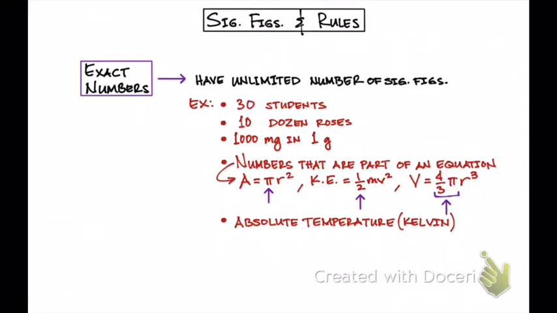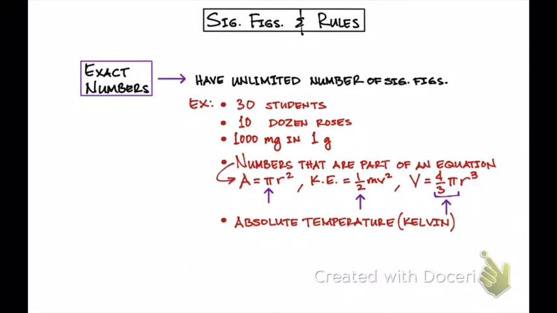Conversion equivalents like 1,000 milligrams per gram, or 1 gram per 1,000 milligrams, or let's say 14.0 psi per 1 atmosphere. These are all equivalents, right? And so they have an unlimited number of sig figs. Numbers that are part of an equation, for example, area equals pi r squared. You have pi, which is equivalent to 3.1416, and so on and so forth. That's considered an unlimited number of sig figs.